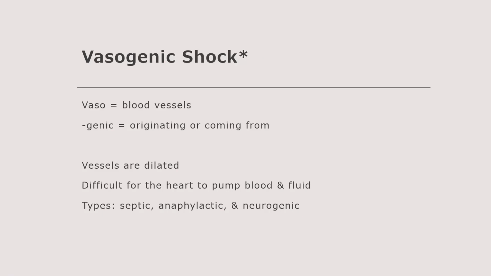Vasogenic shock, again, we're going to talk about the different types here. More specifically, we're going to focus on septic. But again, if we break down the word, vaso and genic, vaso blood vessels, genic originating from. So the vessels become dilated, period. So we have vasodilation that happens throughout the body. And so this can be difficult for the heart to pump and circulate the blood and fluid throughout the body. So vasogenic shock becomes very important.